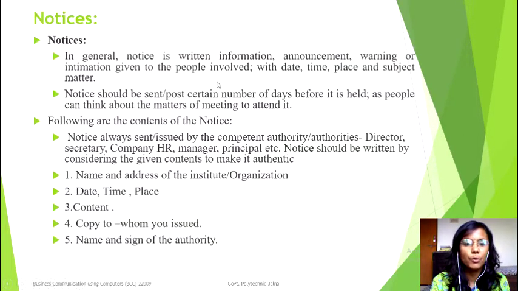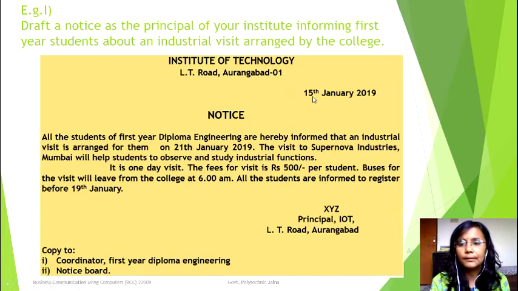Okay, as per the previous point we have discussed, first name and address of the institute, right? Then date, this is 15th January, the date of the notice we have written. This is the content of the notice where you have to write the time, here the time you have mentioned, and the date again. And finally, name and sign of the authority and copy to whom you are addressing the notice. Here coordinator, first year diploma engineering student, and next to notice board for the students. So this is the format.